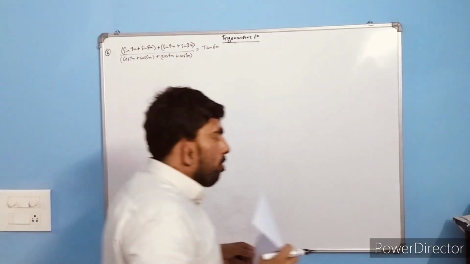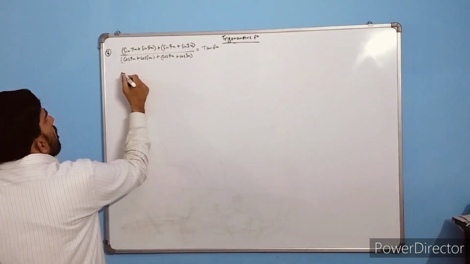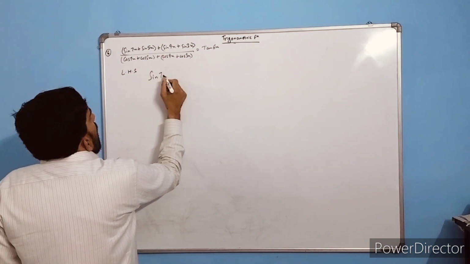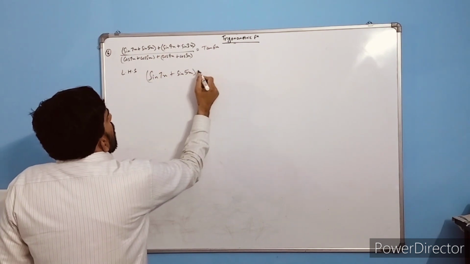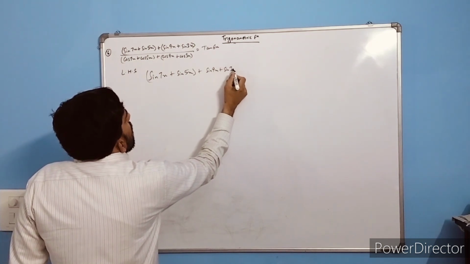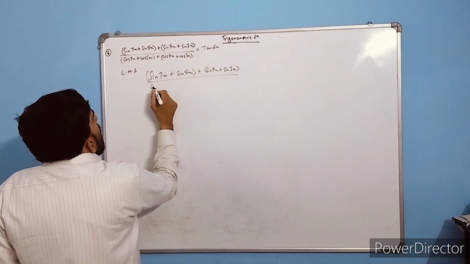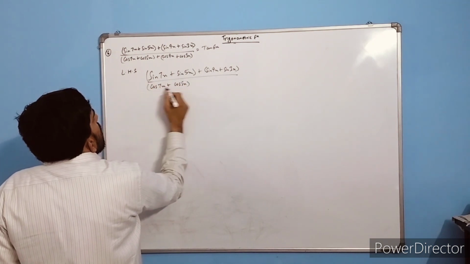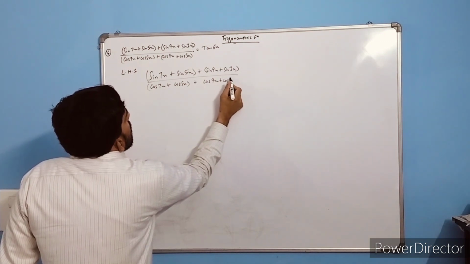So now let us see how we can solve this numerical. They want us to prove LHS is equal to RHS. So now let us take the LHS first. What is given is sin 7x plus sin 5x plus sin 9x plus sin 3x upon cos 7x plus cos 5x plus cos 9x plus cos 3x.